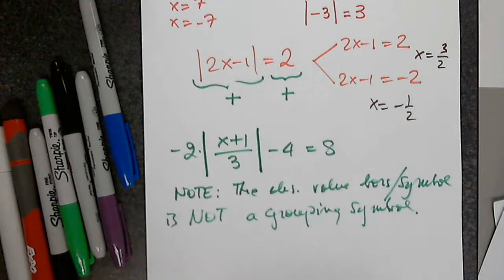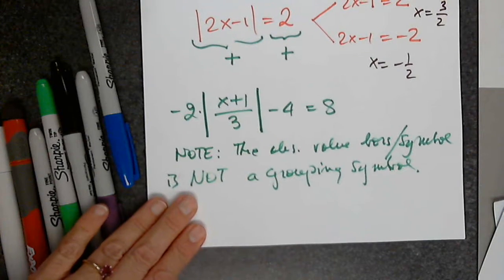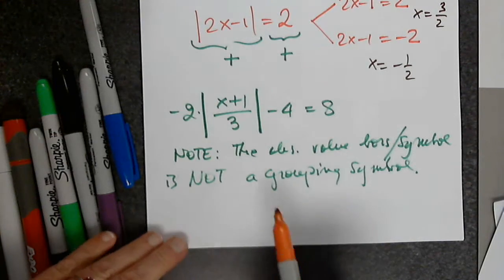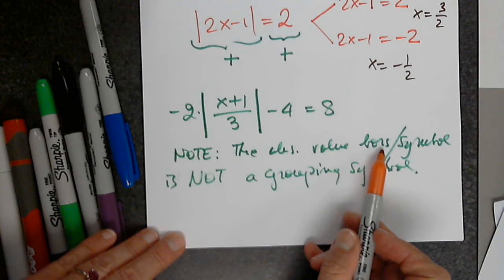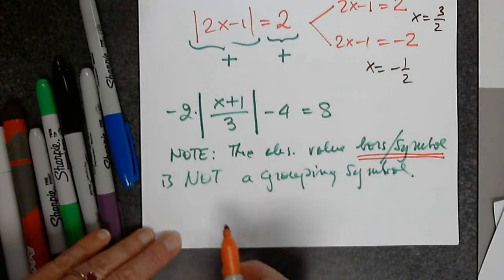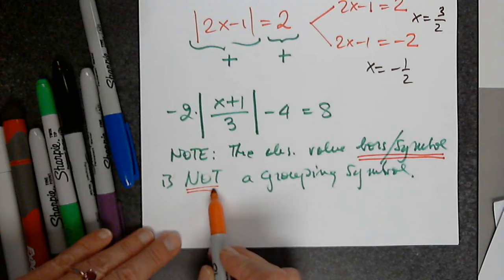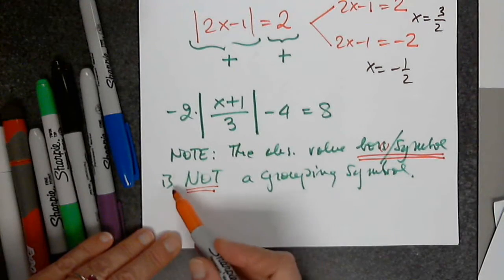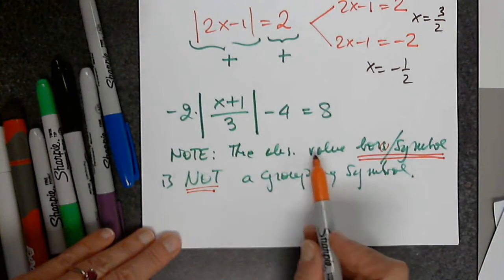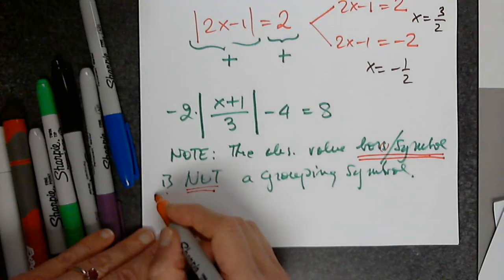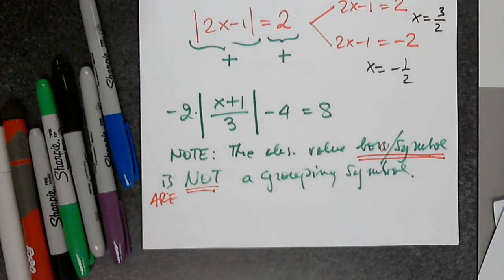How do I clean this up? In other words, solve it for the absolute value. Becky, go ahead. Yes. Note, the absolute value bars or symbol, depending on how you want to call it, is not, so, or are not. If you use bars, then I have to use are not. So the absolute value symbol is not a grouping symbol, or the absolute value bars are not a grouping symbol. They don't form a grouping symbol.